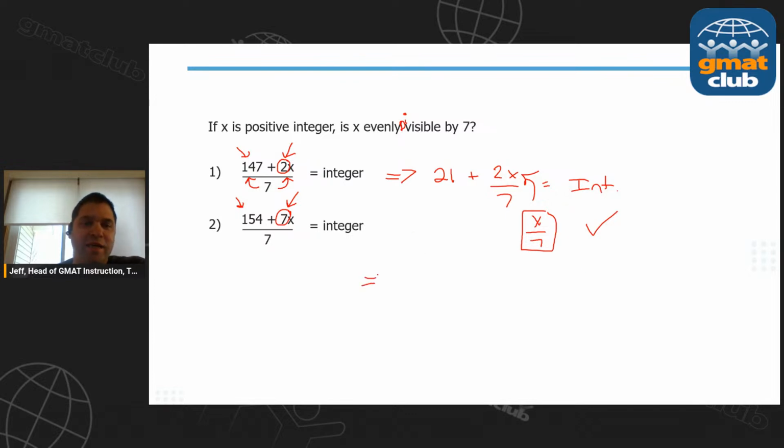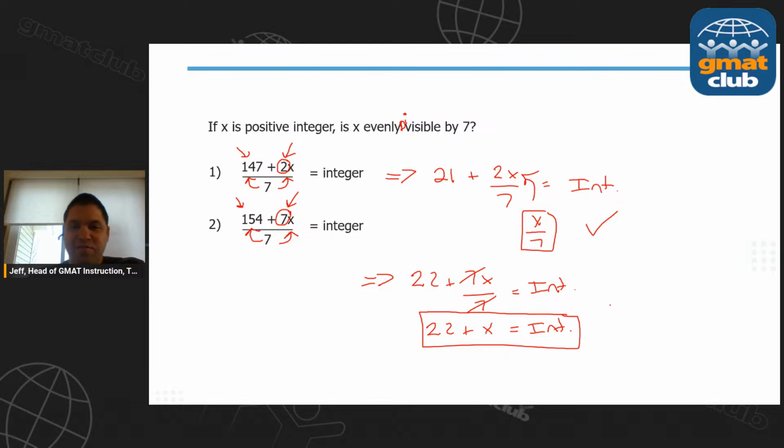Now, we can follow the exact same process with statement 2, and I will repeat that simplification is huge in these questions. So again, we split the division and we say 22 plus 7x over 7 is an integer. What happens is divide by 7, divide by 7. 22 plus x is an integer. And that is not sufficient because x can be any integer in the universe of integers. It could be 1, and the answer would be no. It could be 7, and the answer would be yes. So the answer here is A.